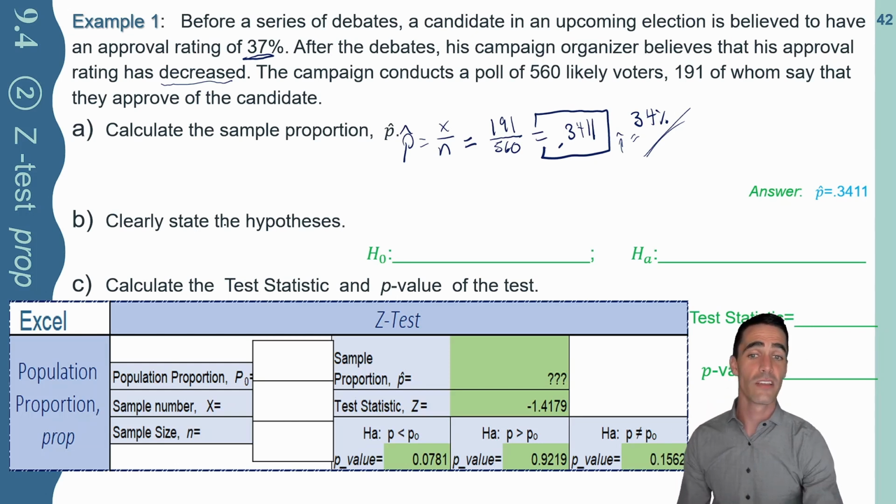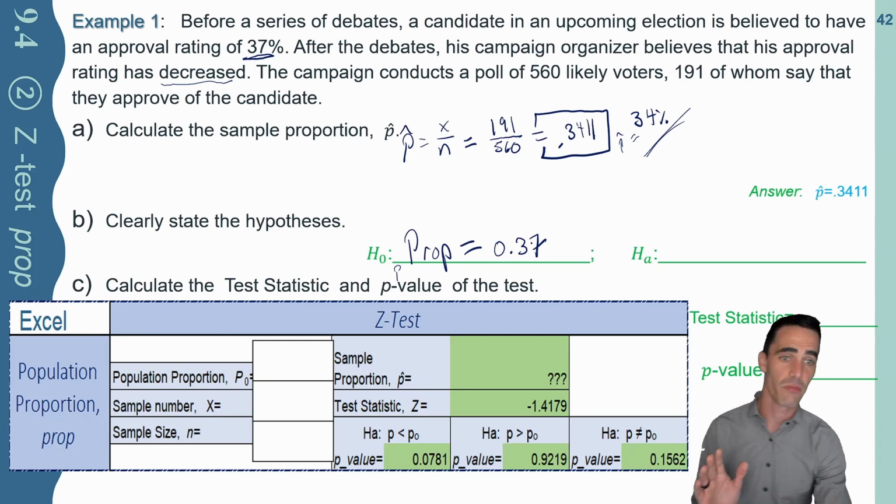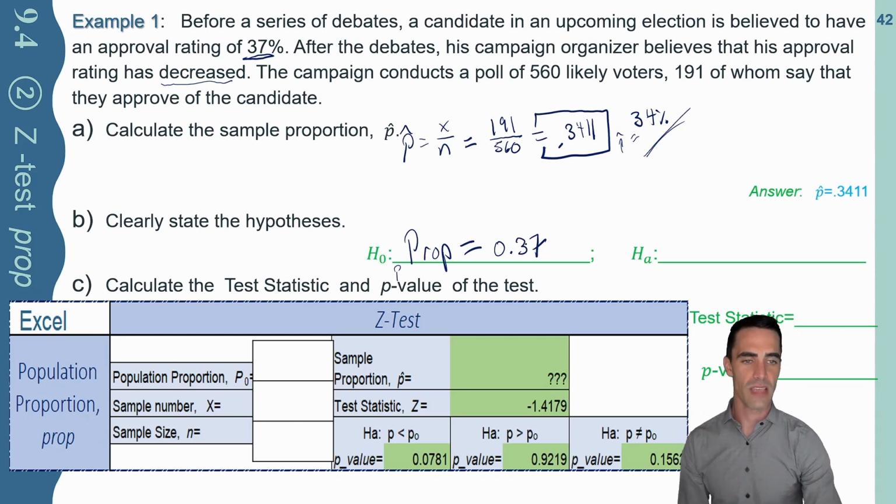Let's get into it. Clearly state the hypotheses. First up, we have the null hypothesis, the status quo. Here we're talking about proportions, and so I'll write prop. You can certainly also write P as well. The null hypothesis is always equal to, so I'll write equal to, look, the status quo, the initial proportion says this approval rating is at 37% or 0.37.